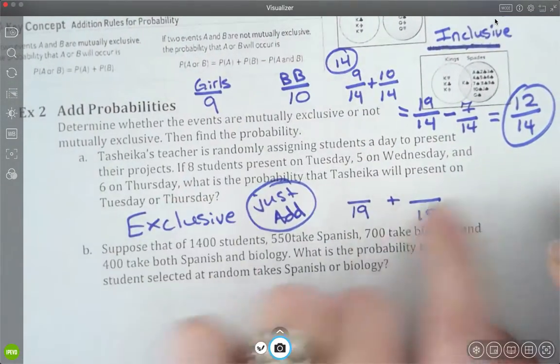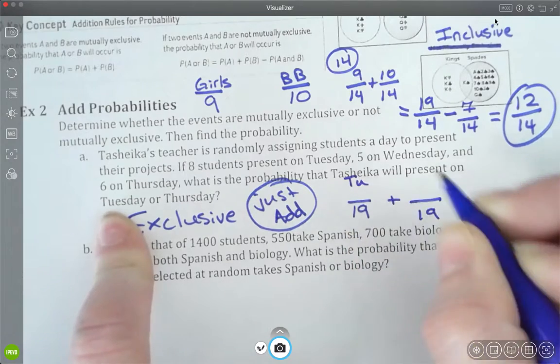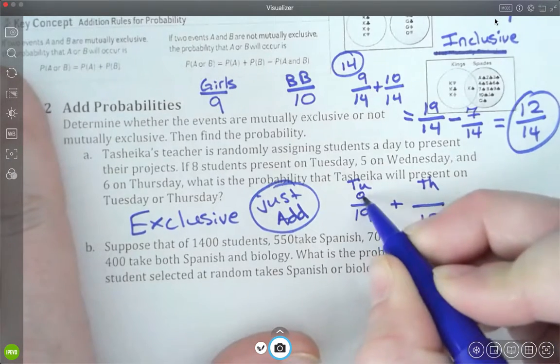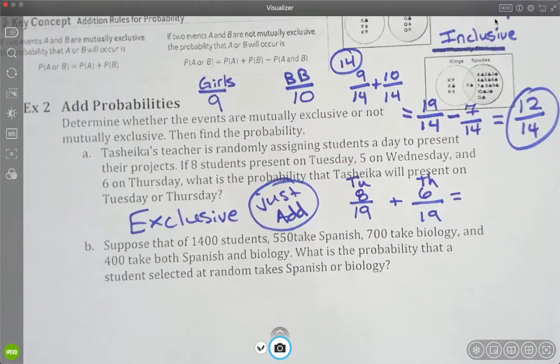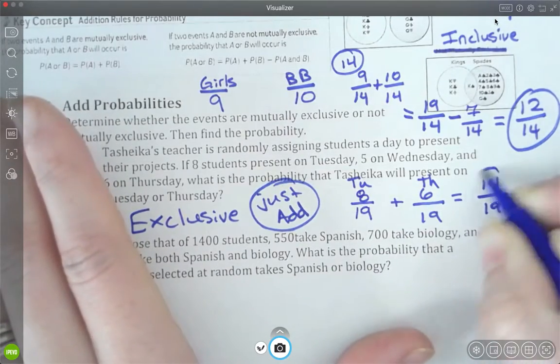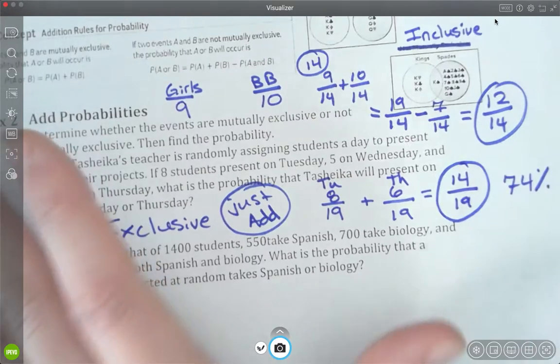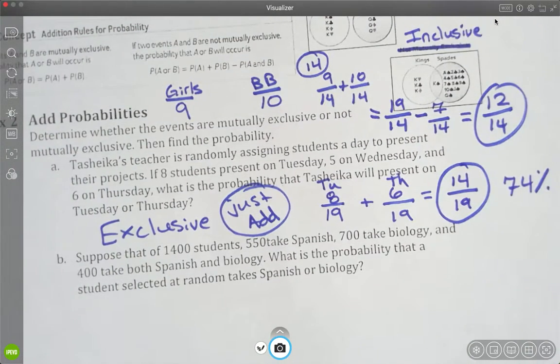We want to know the chances of her presenting on Tuesday or Thursday. So how many people present on Tuesday? 8. How many people present on Thursday? 6. And we said that we are not subtracting anything out in the middle because you cannot present on both days, right? So 8 over 19 plus 6 over 19 is 14 over 19. So she has a 14 over 19 chance. What is that as a decimal or a percentage? 74%. Basically a 74% chance that she's going to present on either one of those days, right?